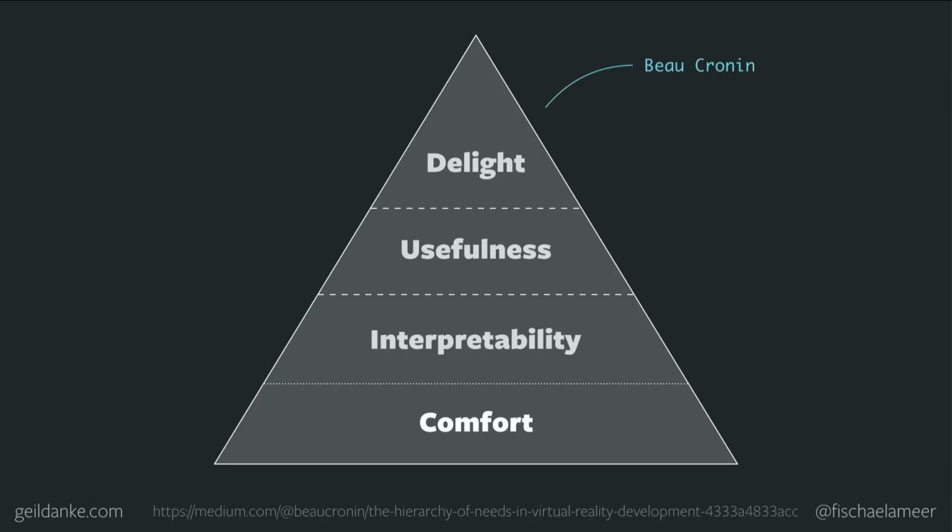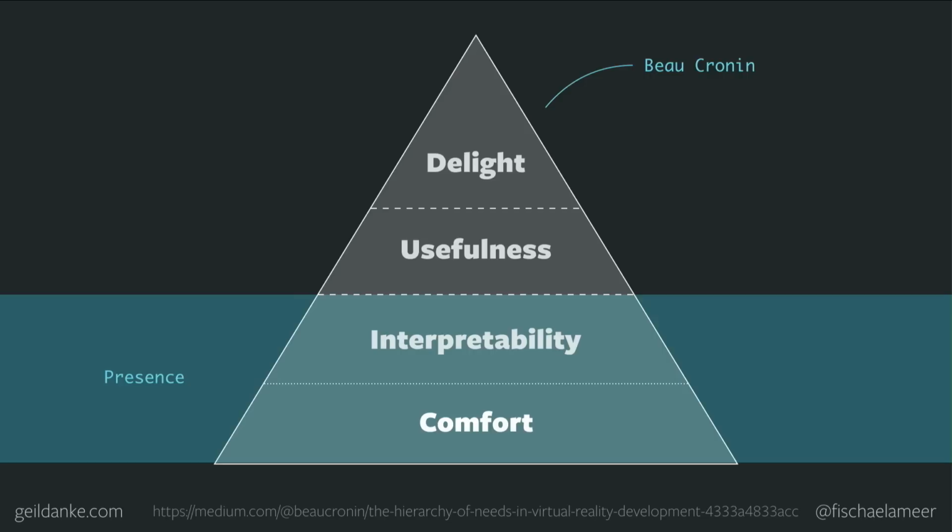The hierarchy shows that the most important needs in VR are comfort and interpretability, and only afterwards come usefulness and delightfulness of an application. So comfort means that the user can use our application without feeling unwell, and interpretability means that the virtual world feels convincing to a user. If both needs are satisfied, the user gets this feeling of actually being present in the virtual world, and this is what we want to achieve.